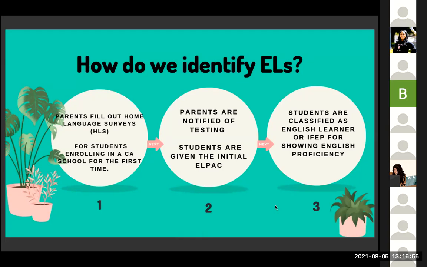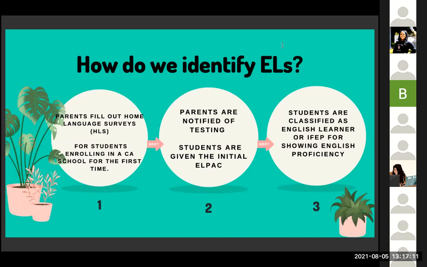All right, so let's just go back into how we identify it. How does a student coming to a California school for the first time get identified as an English language learner? So there's really 3 steps. The first is a parent will fill out the home language survey.